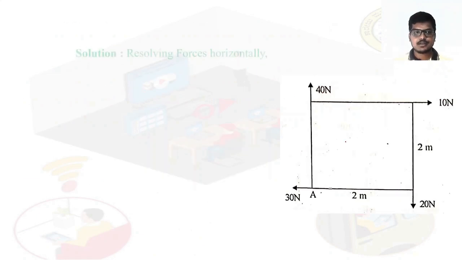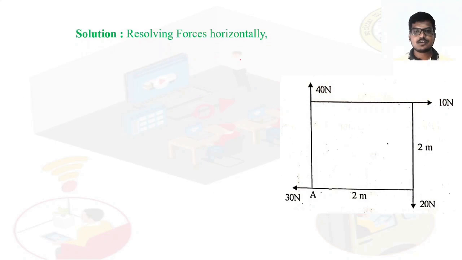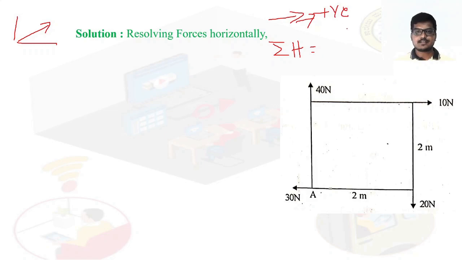So this is the question. So we will solve the question now. Resolving force horizontally. First we will resolve the horizontal force. Sigma H is equal to. Here one thing we should be happy about is that no inclined forces are there. If inclined forces are there, then we have to resolve them horizontally and vertically. Here pure vertical or pure horizontal forces are there. So what are the horizontal forces? 10 Newton is horizontal, 30 Newton is also horizontal. We will consider left to right as positive. This is our standard. If it is the opposite way, we will take it as negative.